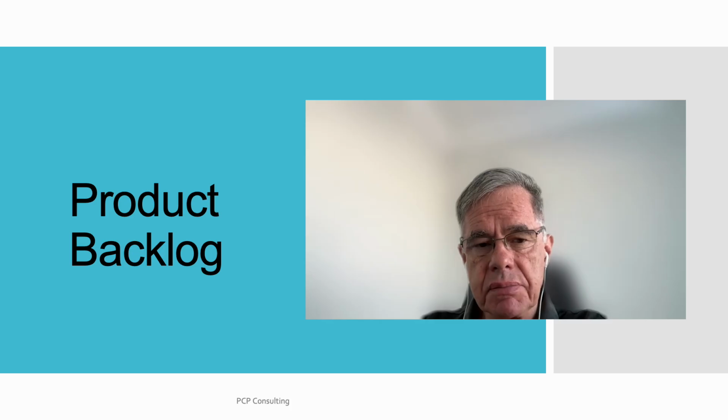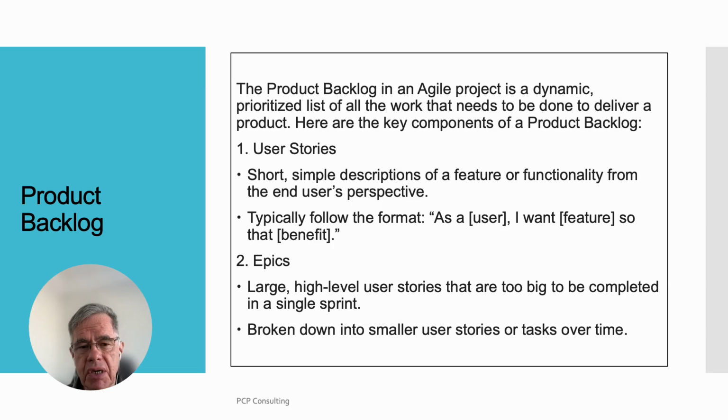Product backlog. The product backlog in an Agile project is a dynamic, prioritized list of all the work that needs to be done to deliver a product. The key components of a product backlog are user stories, short, simple descriptions of a feature or functionality from the end user's perspective, typically following the format: As a user, I want feature, so that benefit.